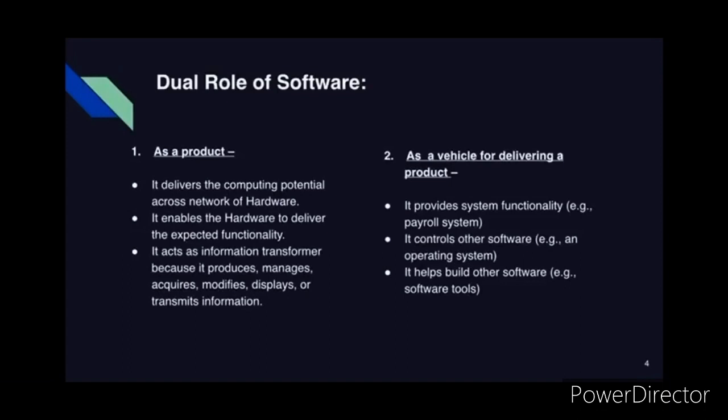Second, it controls other software, for example an operating system. As we know, operating system is also a software which controls all the other software which we have installed. Third, it helps build other software, for example some software tools like for developing a website. I usually use Visual Studio. So what does a Visual Studio do? It helps me to develop a website.